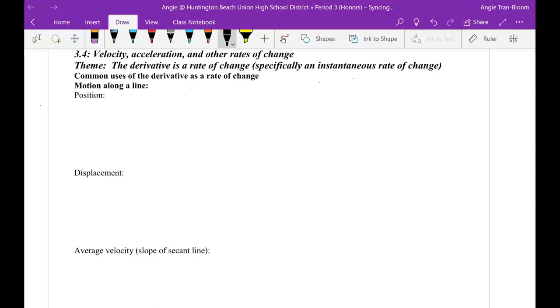Hey guys, so this is the recording of 3.4, okay? Velocity, acceleration, and other rates of change.